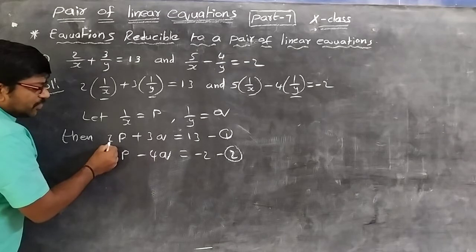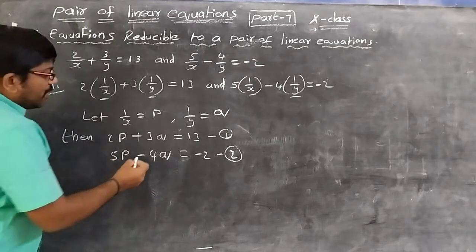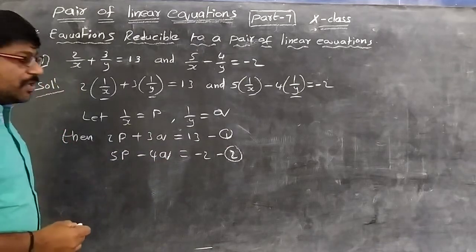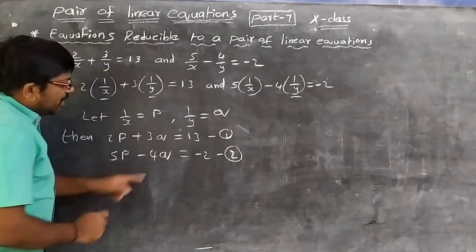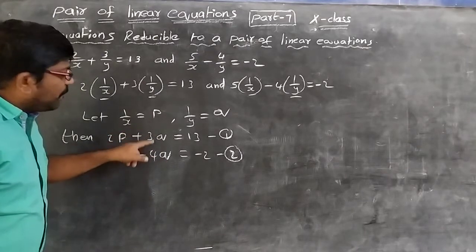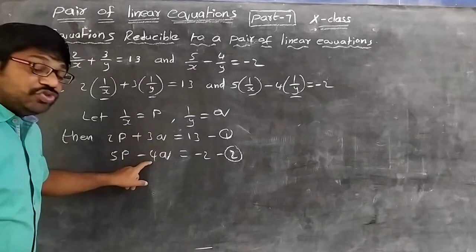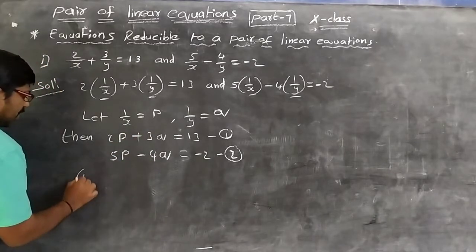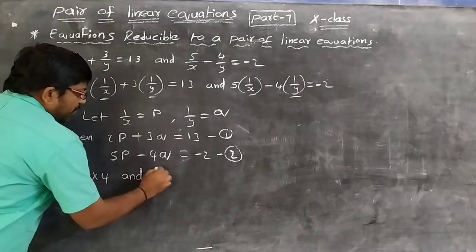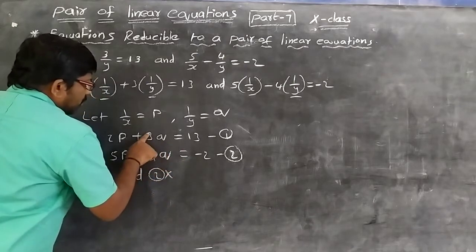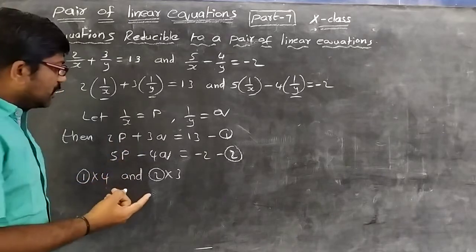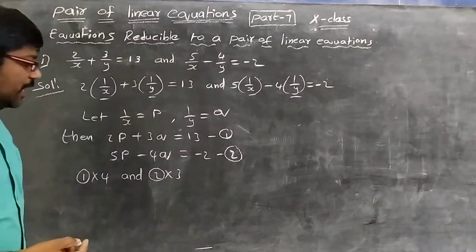Here the p coefficient is 2 and here the p coefficient is 5. Here the q coefficient is plus 3 and the q coefficient is minus 4. Now we choose the q coefficient. It is 3 and it is 4. Now we multiply equation 1 with 4 and equation 2 with 3. 4 3s are 12 and 3 4s are 12. So 12 is the same, numerically equal.